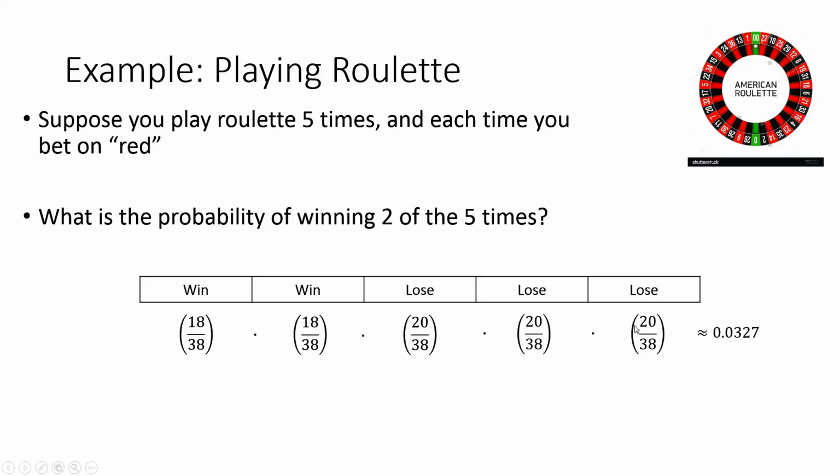But something we're forgetting here, if we just did it this way and used 3% as our answer, is that this is only one way that you could possibly see 2 wins and 3 losses. It's not necessarily the case that you have to win the first 2 and then lose the last 3. There are a lot of other ways this could happen. So we need to investigate how many ways that could possibly happen.